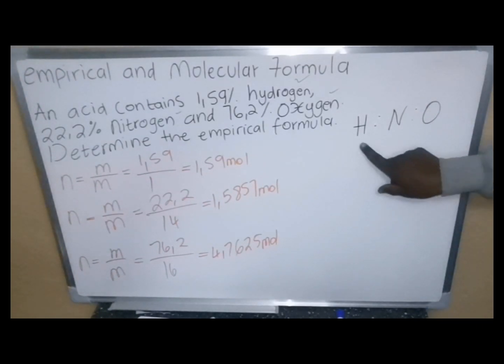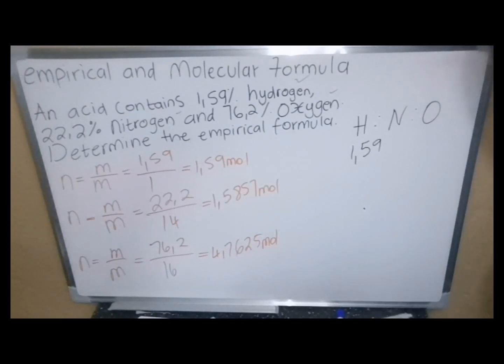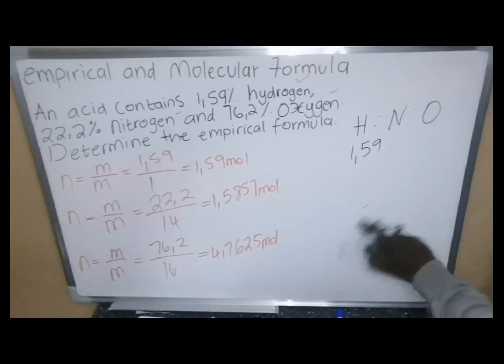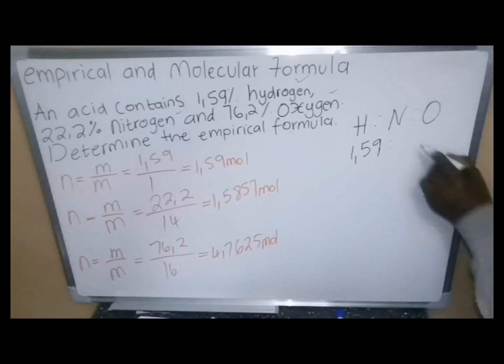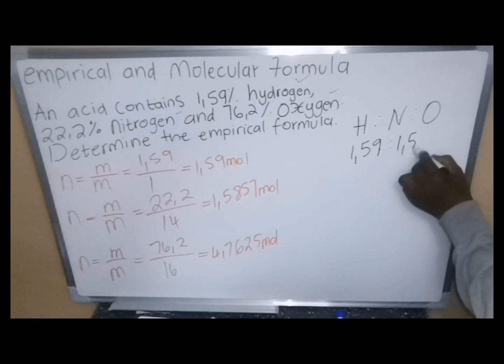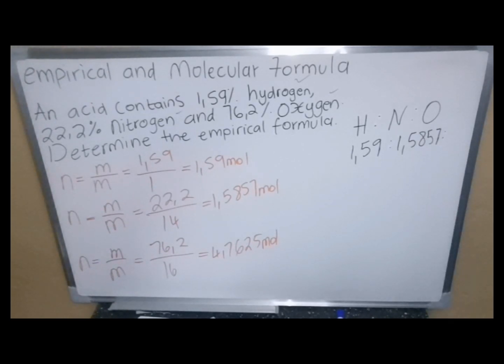Now, what is the number of moles for hydrogen? It is 1,59. We just found it here. What is the number of moles for nitrogen? 1,5857. What is the number of moles for oxygen? 4,7625. Yes, I don't have space here.